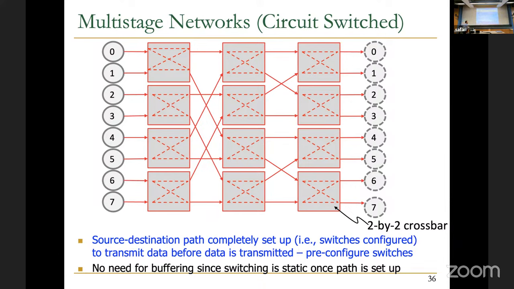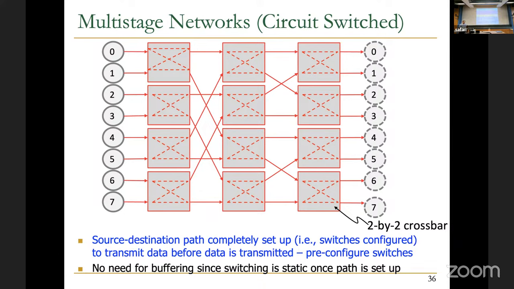The good thing is that there is no need for buffering, since switching is static once the path is set up. Once you set up your path, your communication from source to destination cannot be interrupted. So you don't need to buffer your data because another flow wants to share your bandwidth. In circuit switching, we have a dedicated path from source to destination.